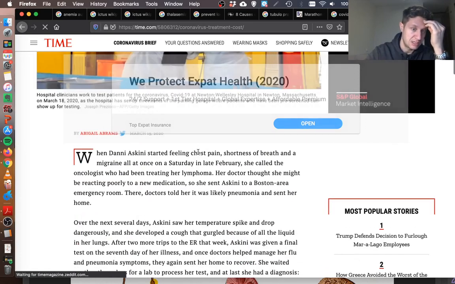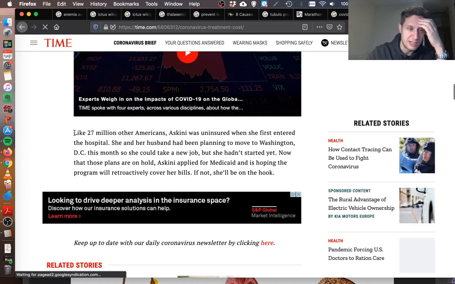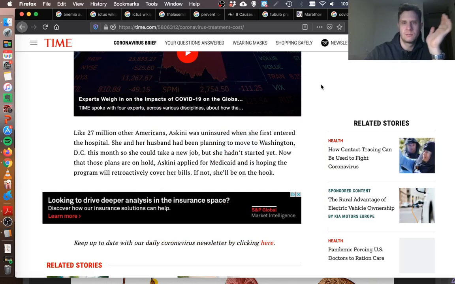That's a problem, because it says here that 27 million Americans do not have insurance policies or healthcare. So they are paying that amount of money to survive. If you don't have that amount of money, what are you going to do? You're going to die. Only poor people are dying in the U.S. 2,000 people in the U.S. are dying per day.